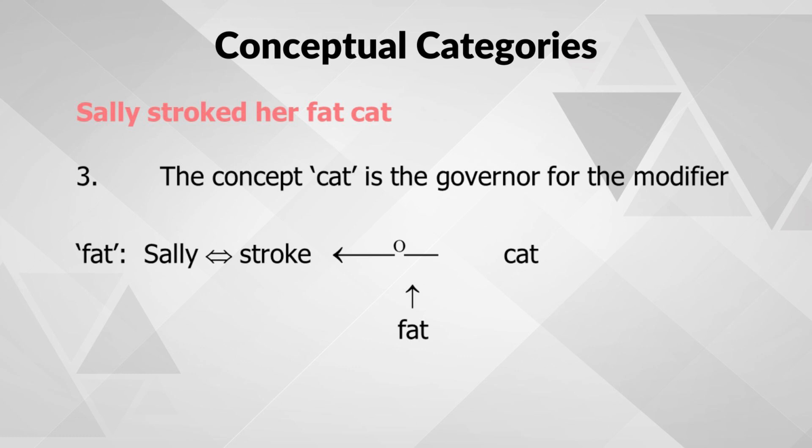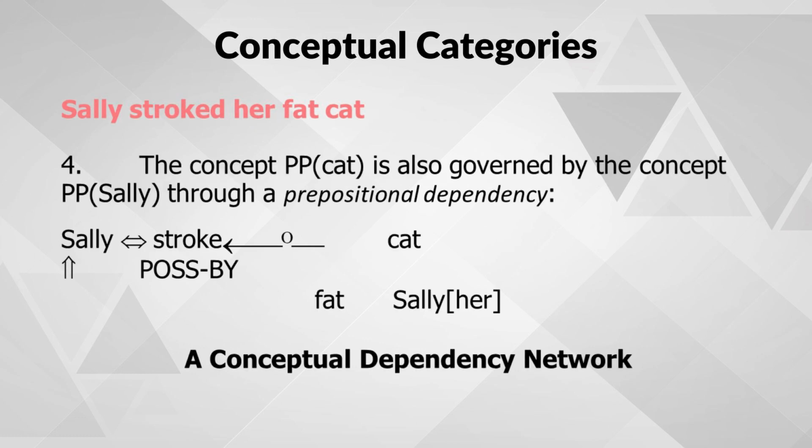Conceptual dependency theory aims to capture the underlying semantics of a sentence by representing the relationships between concepts, actions and attributes. For the sentence, Sally stroked her fat cat, further using propositional dependencies and creating a conceptual dependency network.